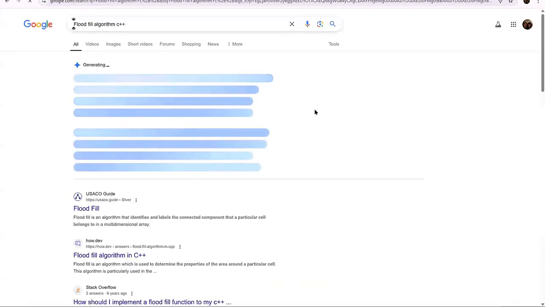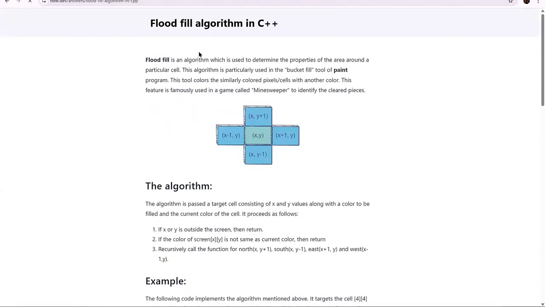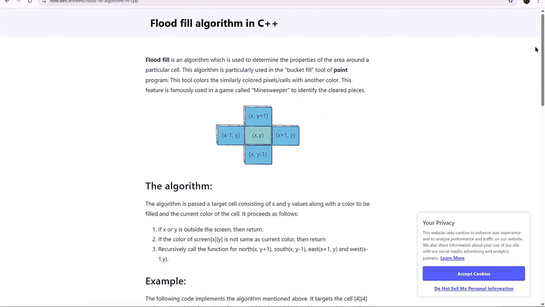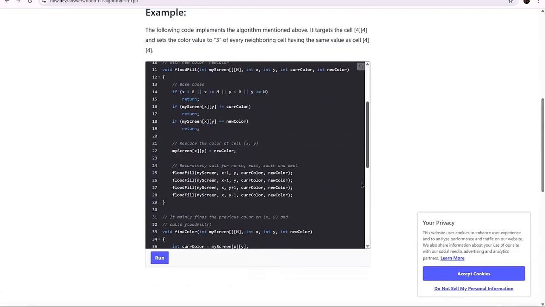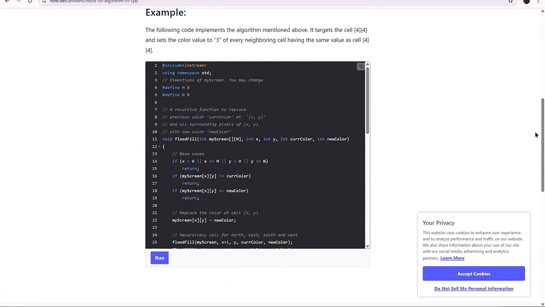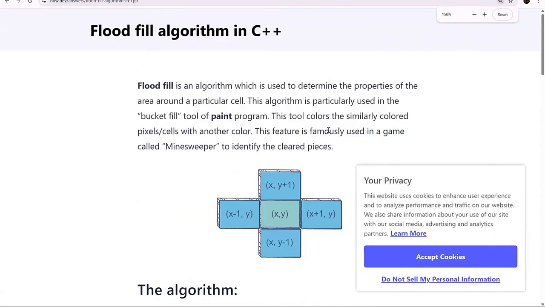I try to use a different version, the flood fill algorithm in C++. Okay, here we have the code. Let's look at the problem now. The flood fill problem is an algorithm used to determine the property of an area surrounding a particular cell. So you have a cell right here, and you have the 4 neighbors.